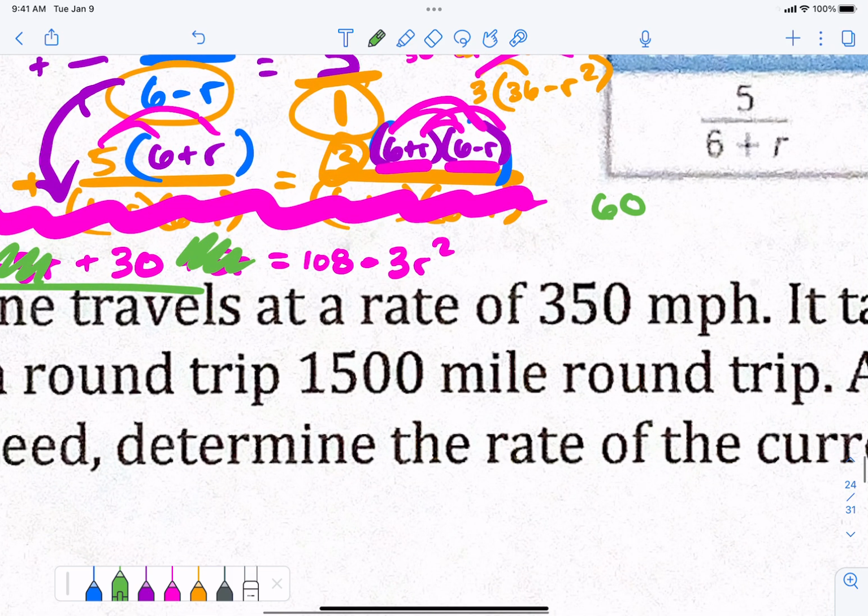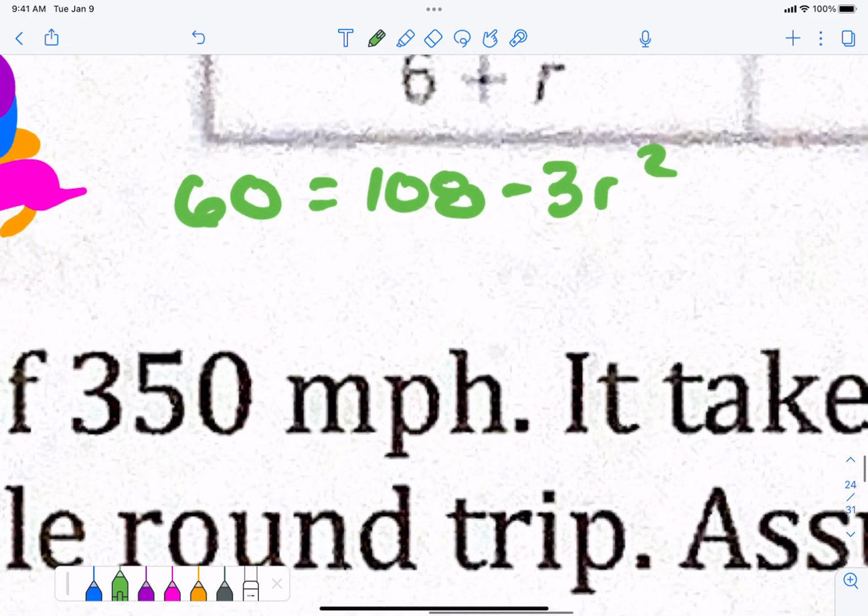60 equals 108 minus 3r squared. All right, now what would you like to do?